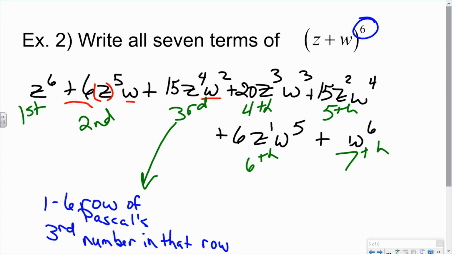And that's how we'd come up with the 15. Everybody good with that? Since it's to the 6th power, we look at the 1, 6 row, and it goes 1, 6, 15. 15 is the third number in that row, so that's the number we're going to use.